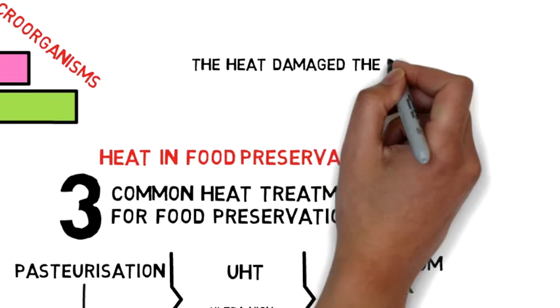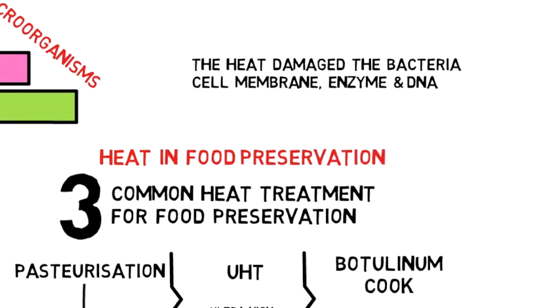How does heat preserve food? Heat damages the bacterial cell membrane, enzyme, and DNA, making them unable to grow properly.